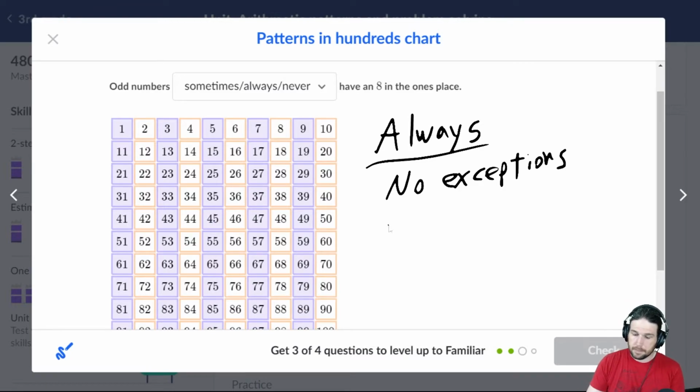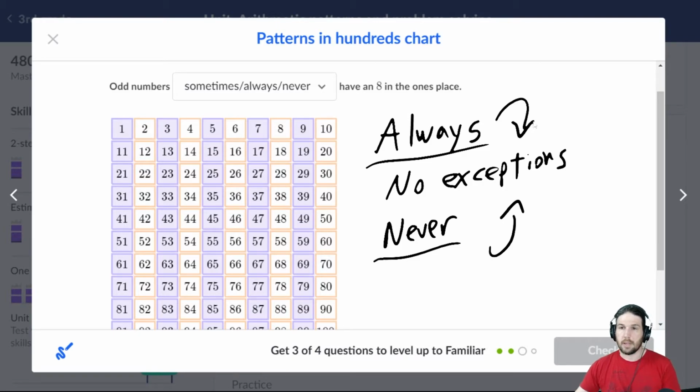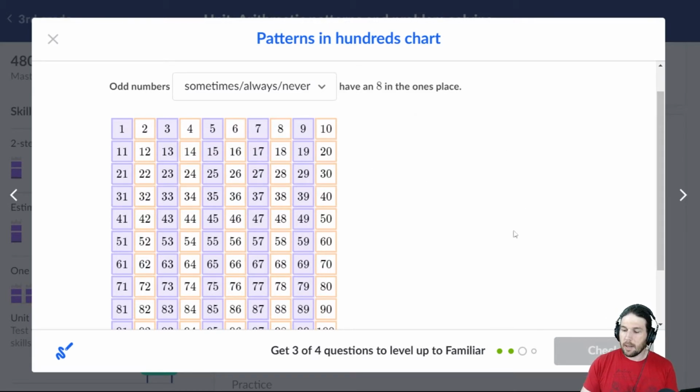Same deal with never. Also, no exceptions. If you can come up with, for example, one single odd number that has an 8 in the ones place, you can't, but if you could, then the answer would not be never. It only takes one, what we call a counterexample. Sometimes is usually the most reasonable answer in real life. But in math, we have rules that don't have exceptions.